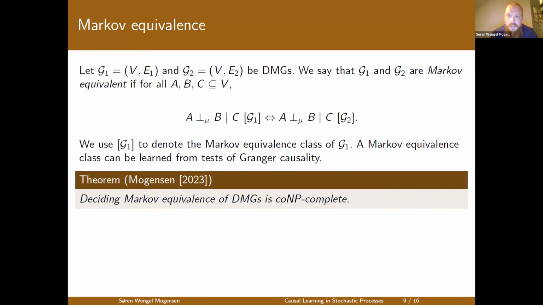And one issue that arises is the following. So one can prove that just deciding Markov equivalence of these directed mixed graphs is computationally hard. So it's co-NP complete. And this is pretty unfortunate because it seems way easier than learning a graph, because this is the problem where I just give you two DMGs and I ask if they're Markov equivalent. These are two known DMGs, right? But it still scales very poorly.